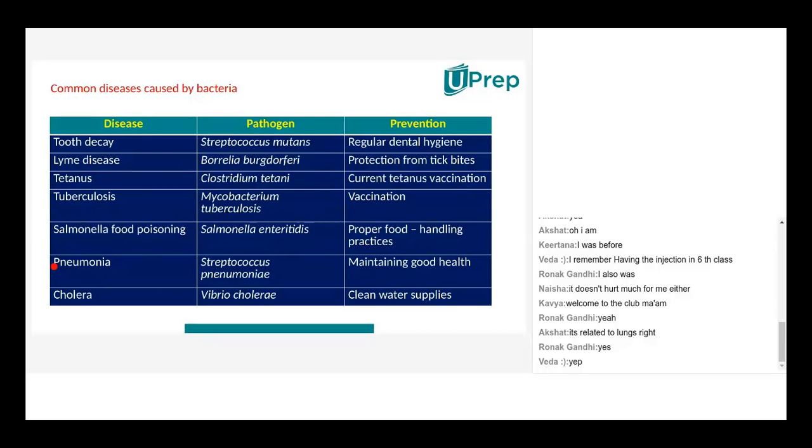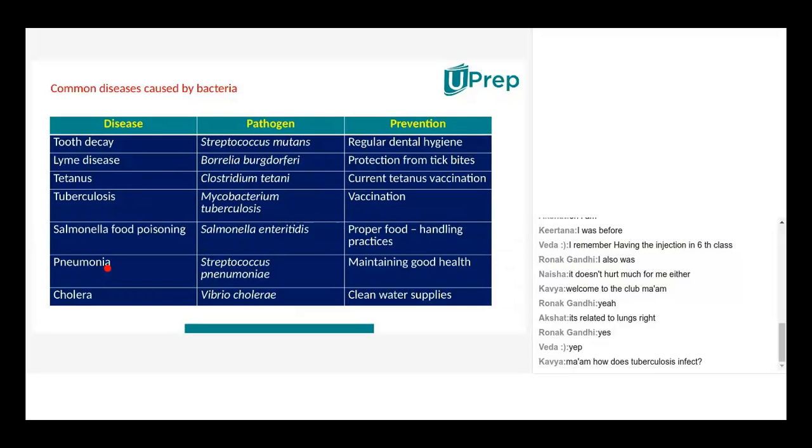Okay, then pneumonia. Generally, we get a misconception that pneumonia is a kind of flu, which will be caused by a virus, something like that. But no, pneumonia is different, and influenza flu is different. Pneumonia is an advanced stage of flu. Okay, flu is caused by a virus, the influenza virus. But pneumonia is caused by Streptococcus pneumoniae, as a species name, a bacteria.